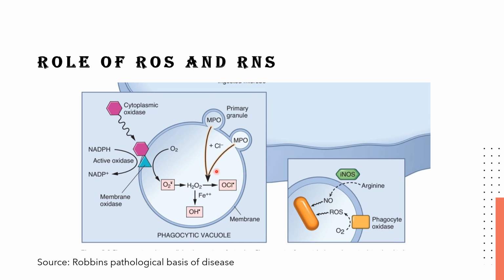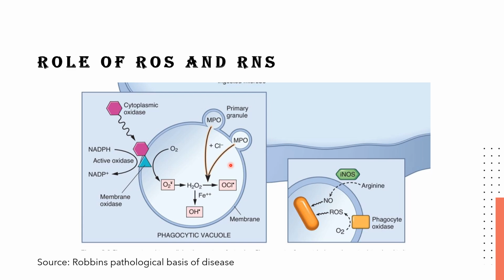This is brought about by MPO, which is a primary granule in the neutrophils, and this will also be added along with chloride. So this entire system, H2O2, OCl minus and MPO, is the H2O2 MPO halide system, which is the most powerful bactericidal system. This is very powerful and will eliminate bacteria. As you can see here, H2O2 along with Fe2 plus will also generate OH minus. OH minus is also a powerful destructive agent, and this H2O2, Fe2 plus and OH minus is the Fenton reaction.